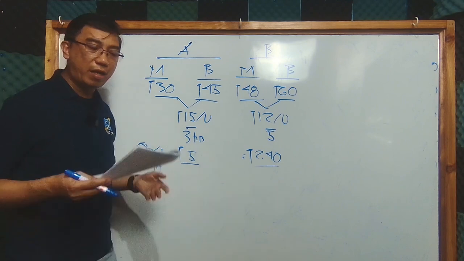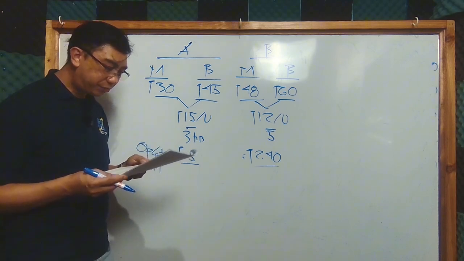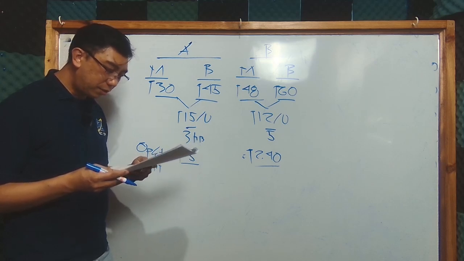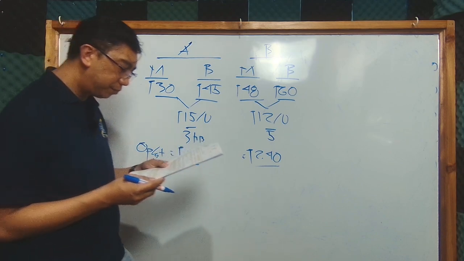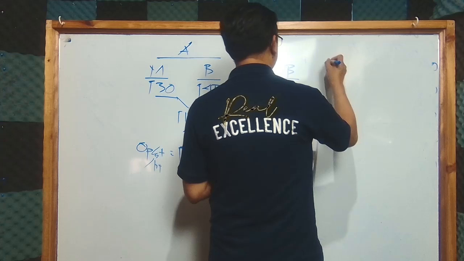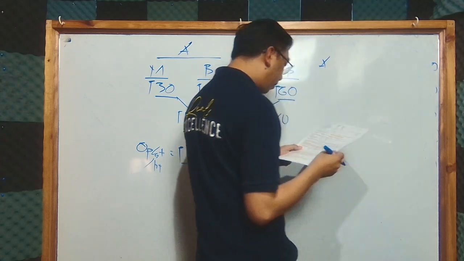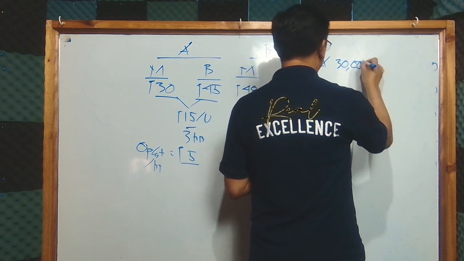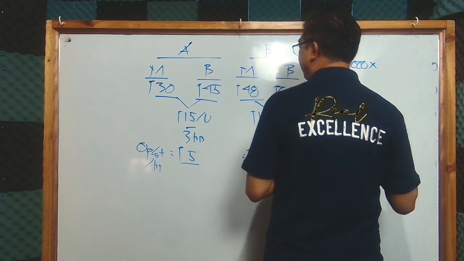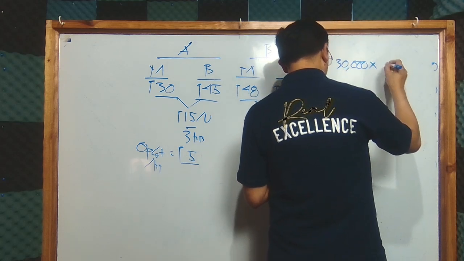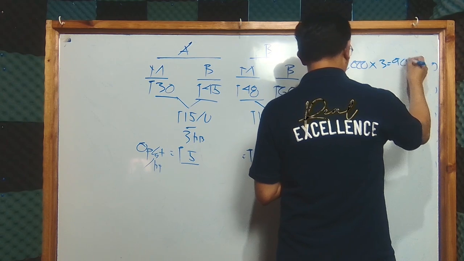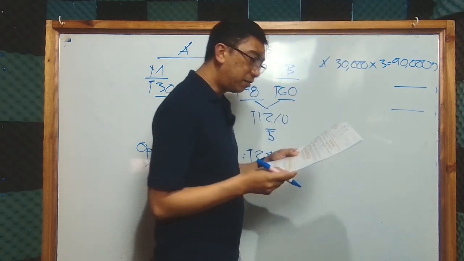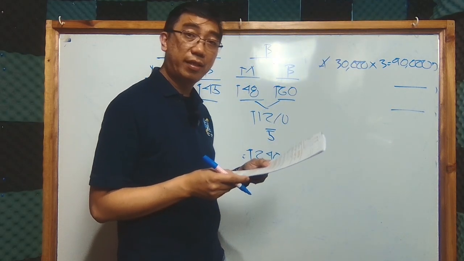So, what should be our production for the period? Yan to yan, class. Priority A natin. So, priority A is A. What is the demand? The demand of A is 30,000 units. Times 3 hours will give us 90,000. Ilan ang total available hours natin? The total available hours is provided to us at 160.